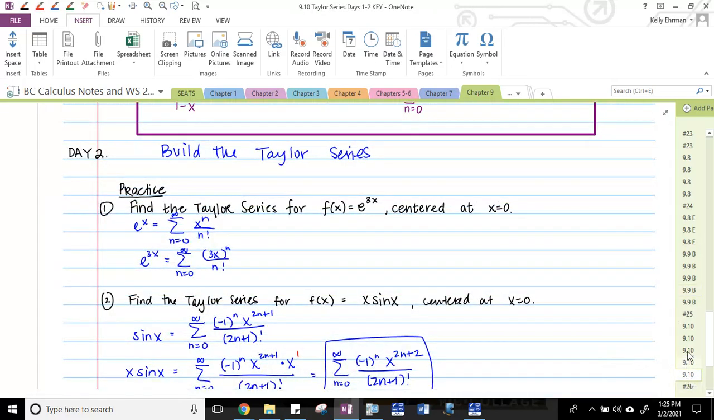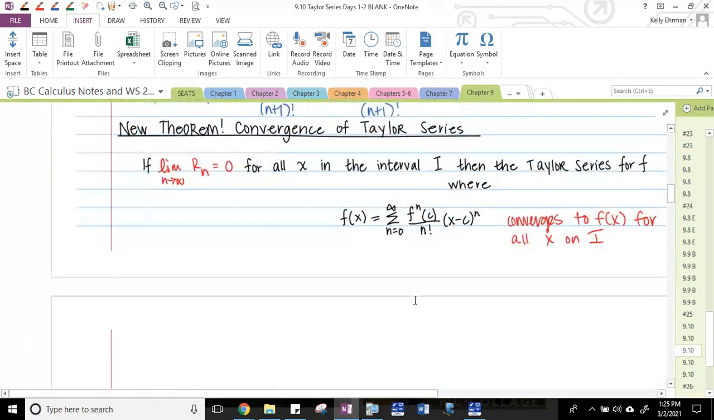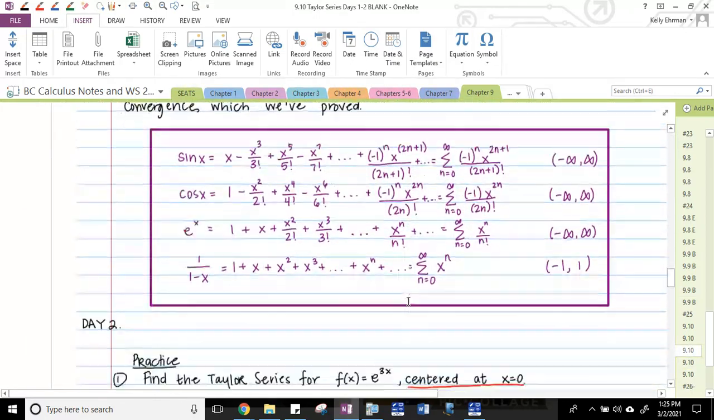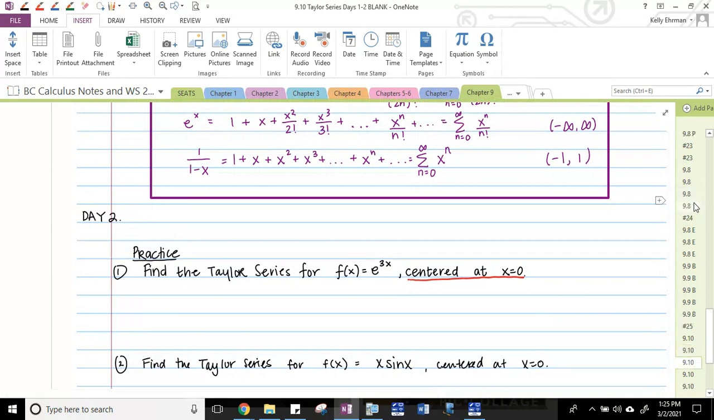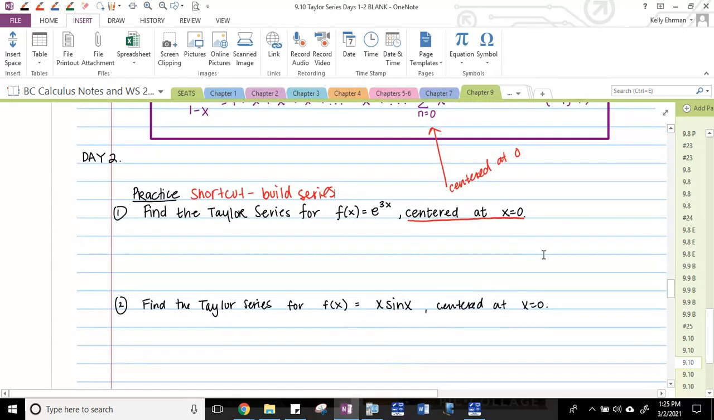All right, so for us, sorry, I'm scrolling all over the place. As long as we're centered at 0, because all of these are Maclaurin series and all of these are centered at 0, you can build the series. Shortcut, build the series. Okay, what am I talking about? When I build this, I'm saying, well, this is really just an e to the u, right?